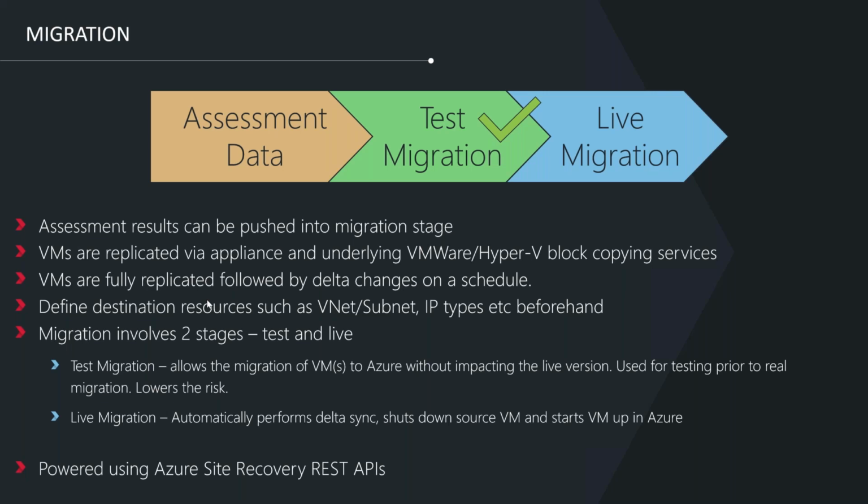We can define different things here. So we could define, for example, where it's going to go in terms of virtual network or subnet. We could define static IP if we really want to, or we could leave it as dynamic, absolutely fine. And then, like I said, we have these two steps involved.